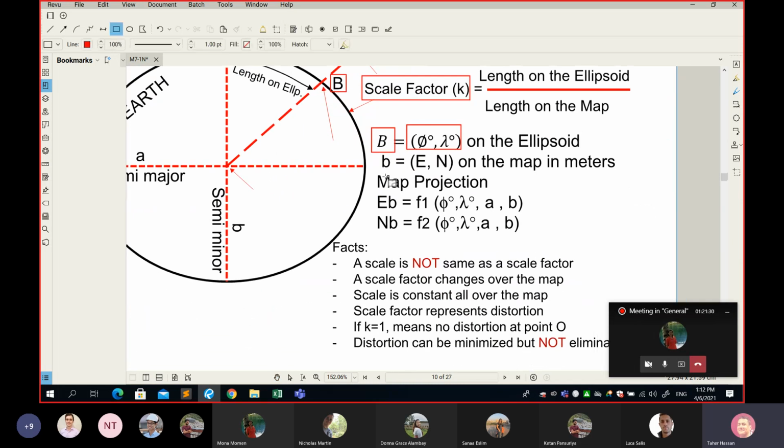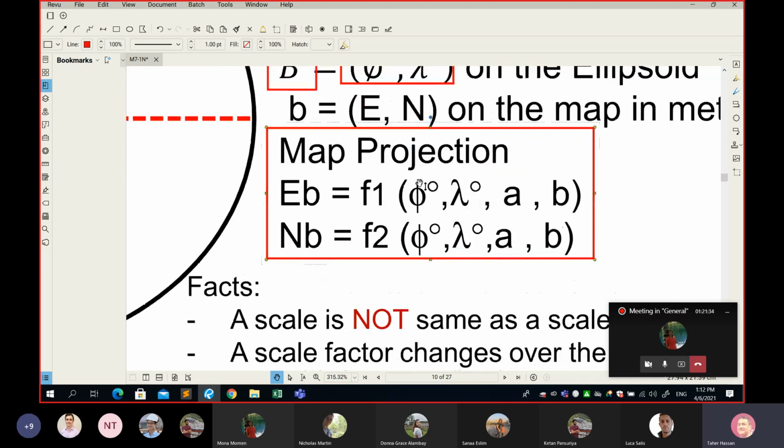Now, map projection, in a nutshell, I'm going to zoom in. Map projection is some sort of mathematical function, and please don't get distracted by what you see on my screen. Just focus on what I'm saying, in plain English. So map projection is simply a mathematical function. I call it here F1.